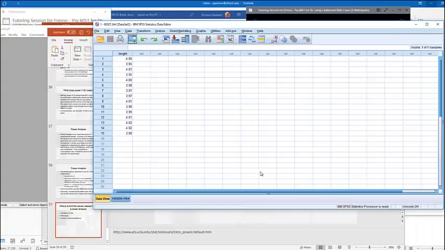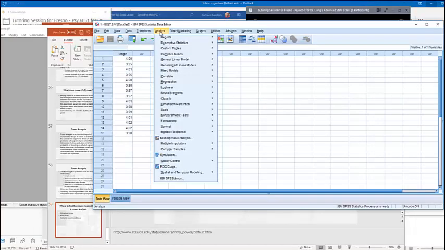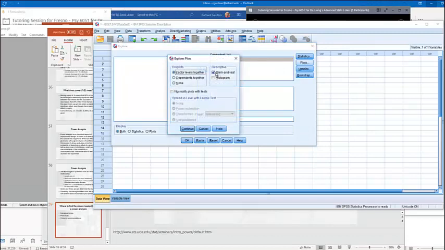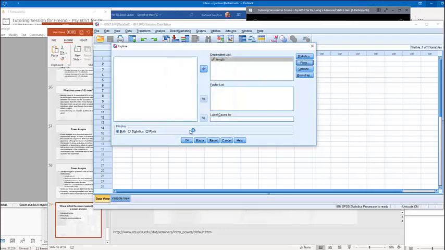So here we go. First of all, we're going to check for normality. Analyze, Descriptives, Explore. Explore. That's the only one in there. And we want plots. Unclick stem and leaf. Click histogram. And again, normality plots with tests. That is your main money maker. Click OK.